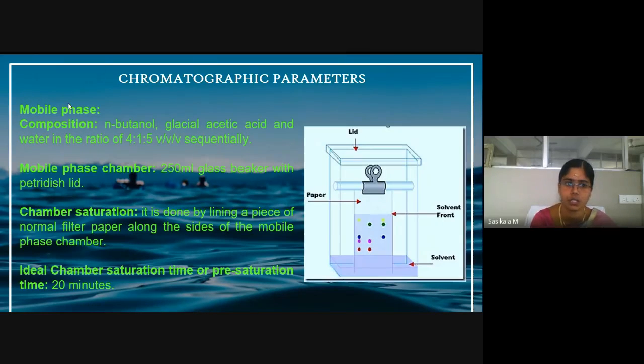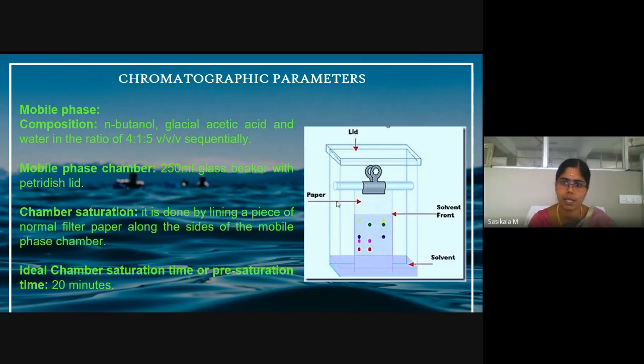So first we need to prepare the mobile phase with the mentioned composition, that is having both organic and aqueous phase with a selected ratio. Then we need to transfer this composition into the selected mobile phase chamber, and it should be allowed for saturation. After saturation only, we need to move to the next parameter of chromatographic separation.